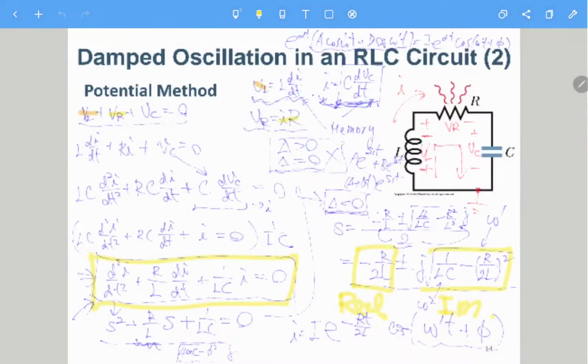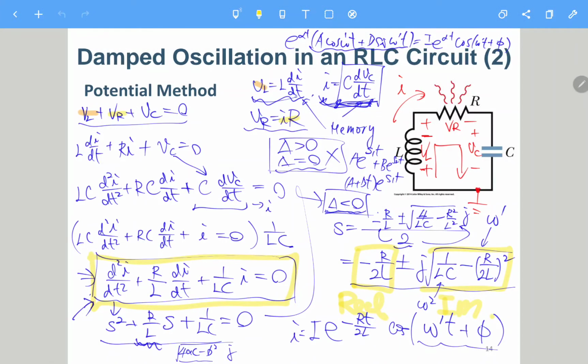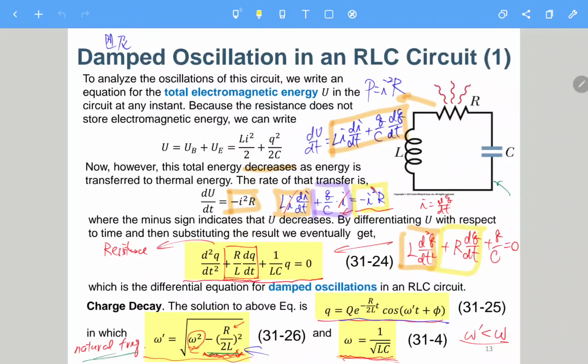Here we have RLC in series, but in this case, we don't have any source outside. So we only consider there is some initial energy stored in either L or C. Okay, so we call it the natural response, or here should be the natural frequency.